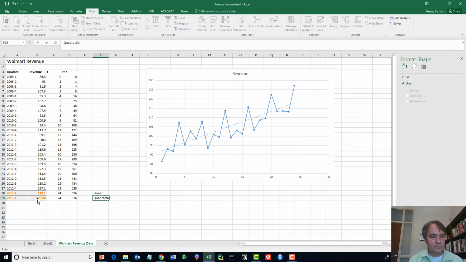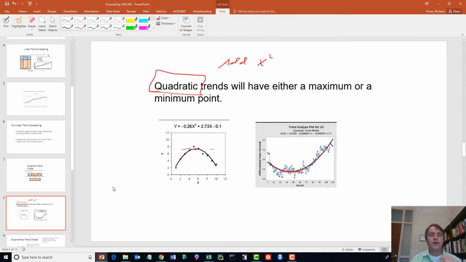So we tried two different regression models, and so far we like this one better. This one's probably closer to right. All right. Now, there are other ways of having a nonlinear trend in your regression.